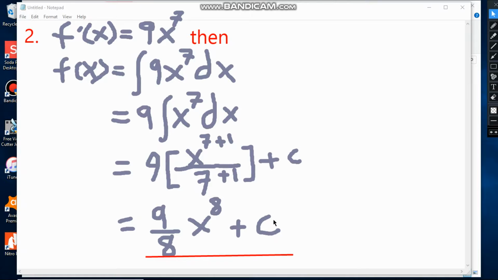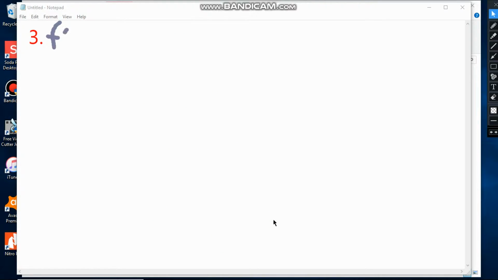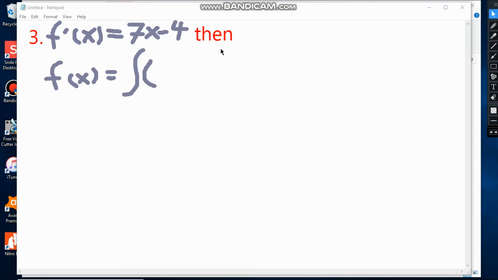Okay, let's look at example number 3. Our first derivative of the function is 7x minus 4. Then our original function f of x is equal to, we place 7x minus 4 at the position of f dash of x, and then we get the integral of brackets 7x minus 4 times dx.